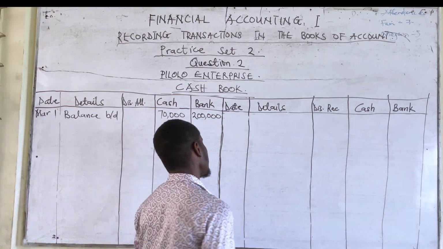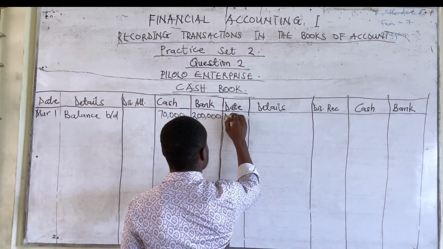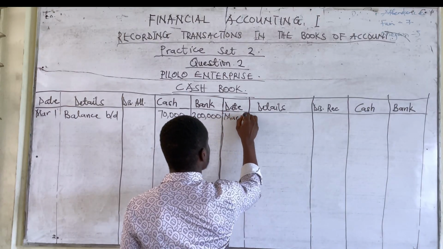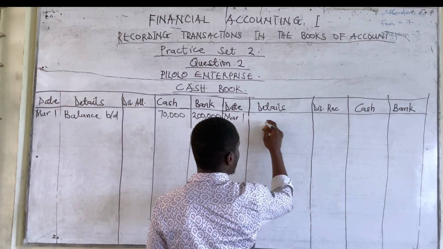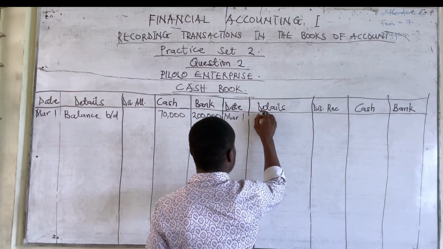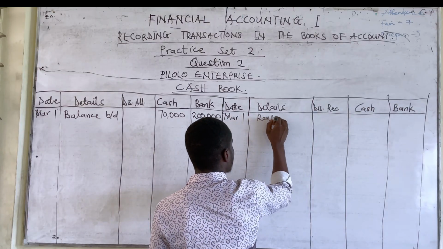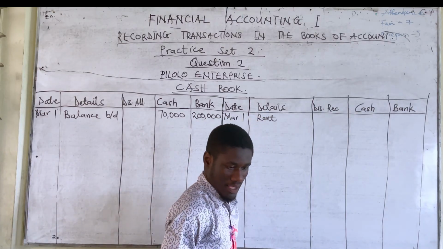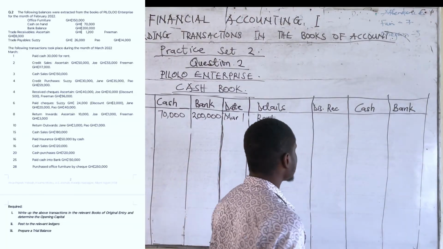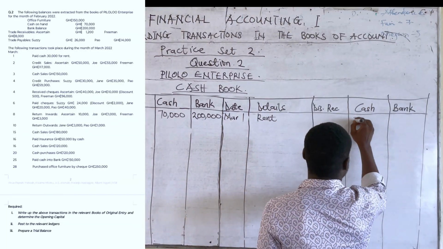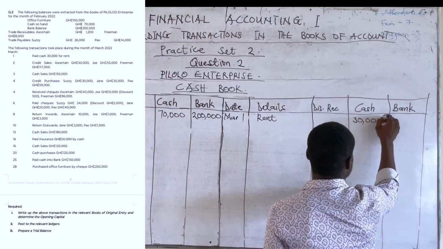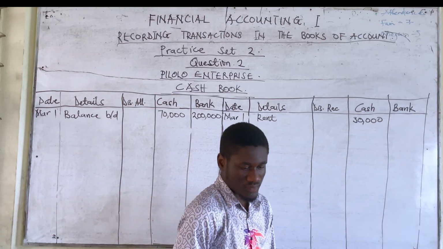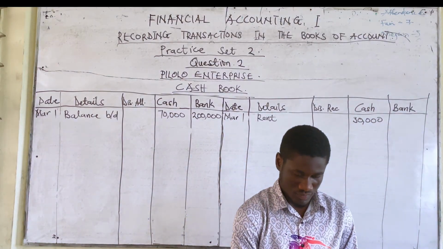So decrease in our cash, which is an asset, we are going to credit. So the date is March 1st. So we are going to record in the cash in the name of what? Rent. And the amount is 30,000. Good. Now we move on.